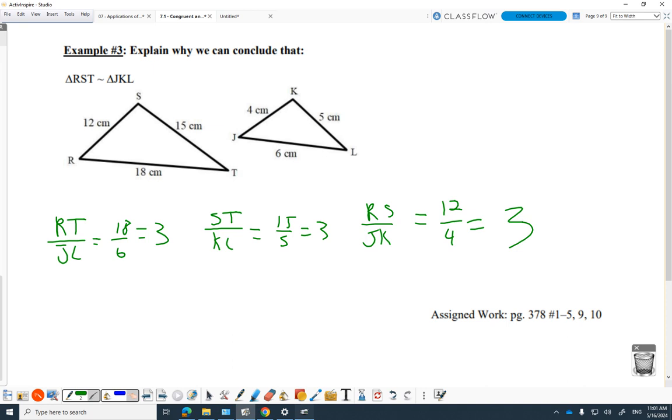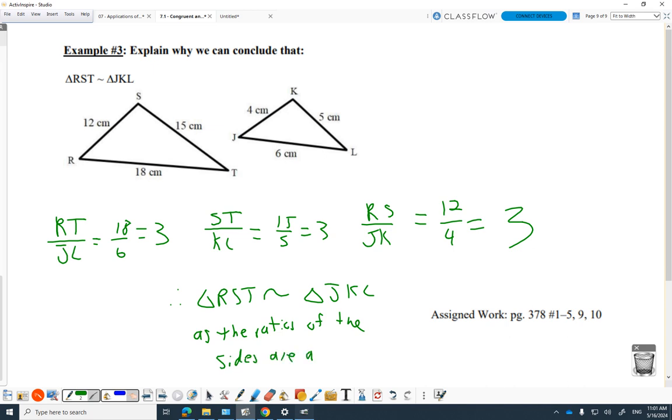I'm going to make the concluding statements, but I'm going to tell you something that's important. Therefore, triangle RST is similar to triangle JKL, as the ratios of the sides are all the same.